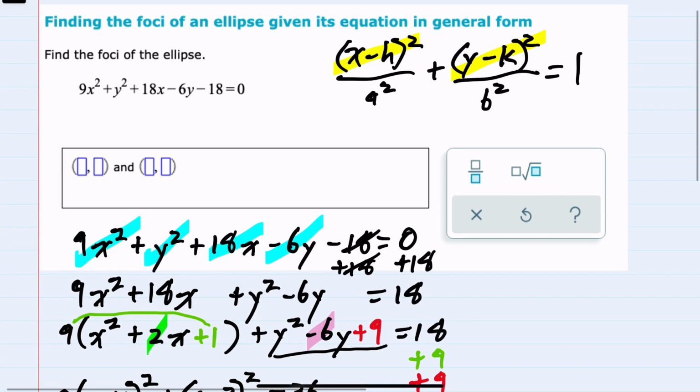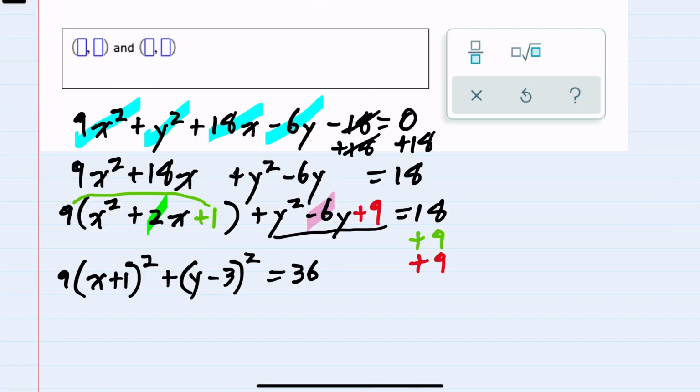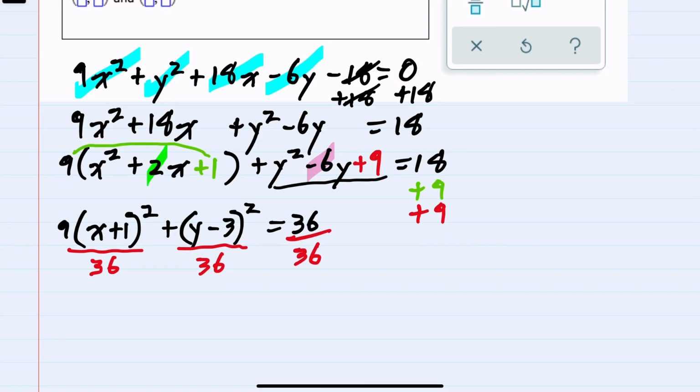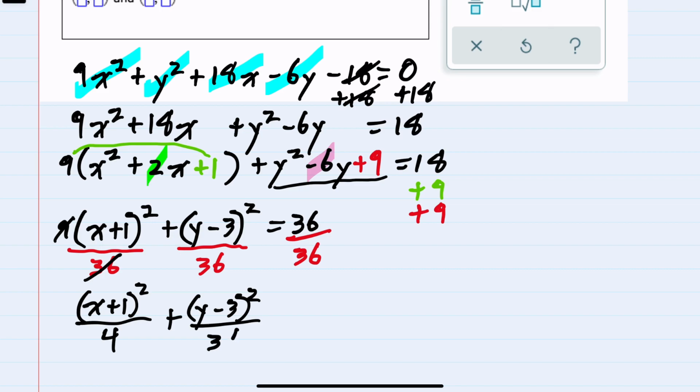Looking back at our example, we can see that that right-hand side must be 1. So to make this a 1, I would need to divide by 36, and that would mean dividing each term by 36. So simplifying once again, 9 goes into 36 4 times. So this is x plus 1 squared over 4. The y minus 3 squared is over 36, and the right-hand side is 1. We now have standard form.